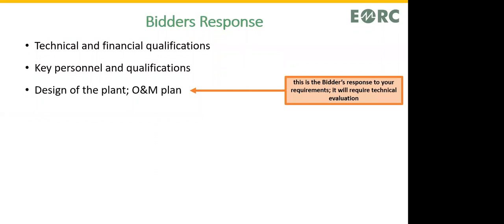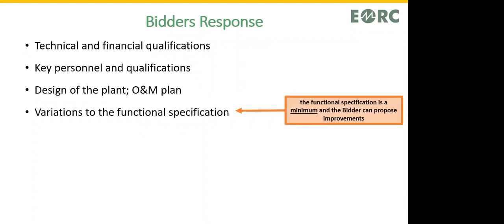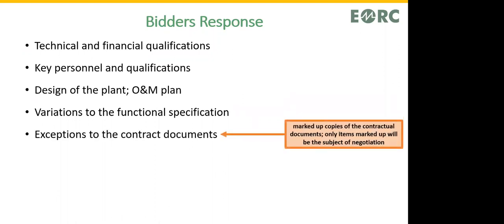The design of the plant and the O&M plan, and again, it's their response to your technical requirements, and it's going to need separate technical evaluation. There are variations to the functional specification. If they have departed from your functional specification, you want them to draw them to your attention, and they must comply with any functional specification, but they're also free to propose improvements, and it would be useful for them to be able to draw those to your attention.